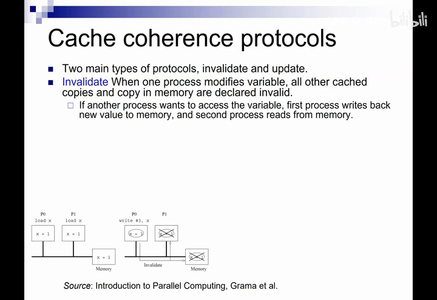And now if another processor wants to access this invalid variable, there's only one process with a valid copy of the variable. In the example, it's going to be P0. So if some other process wants to access the variable, then P0, first of all, needs to write the value back to memory, and then the other process can read this value back from memory. So if P1 wants to access x, then we first have P0 write the value of 3 back to memory, and then P1 can read the value of 3 from memory.